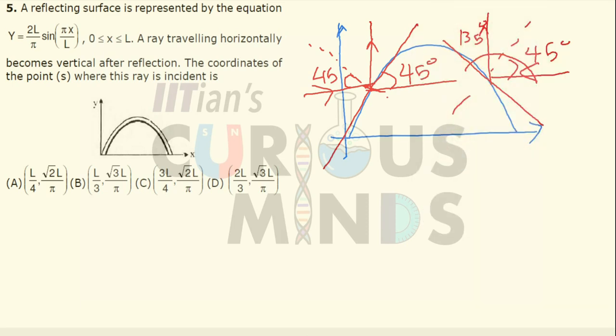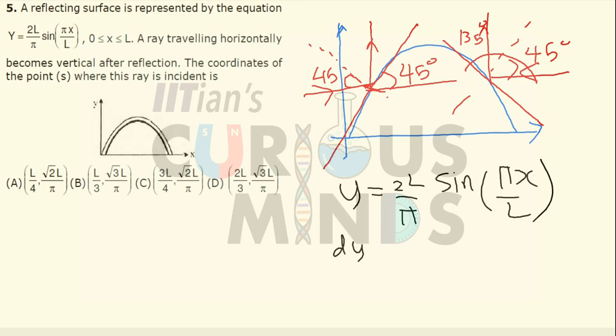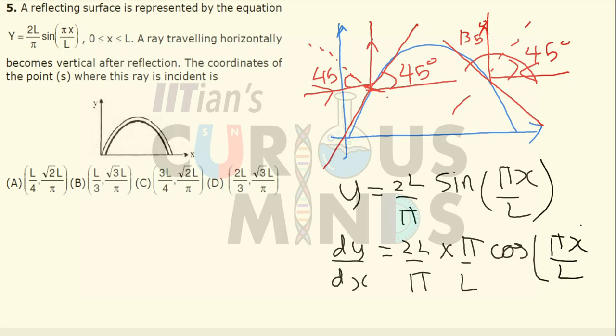In order to get the coordinates, first we have to know the slope of the given equation. The equation given here is y equal to 2l by pi sin pi x divided by l. So dy by dx, when I differentiate this, will be equal to 2l divided by pi times pi by l cos pi x divided by l.